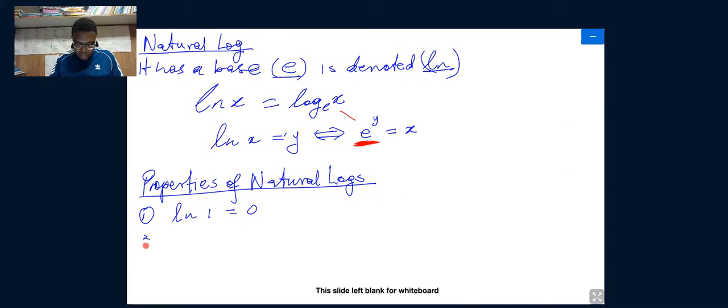Number 2, ln e is equal to 1. Number 3, ln e to the power x is equal to x. Fourth, x to the power ln x is equal to x.